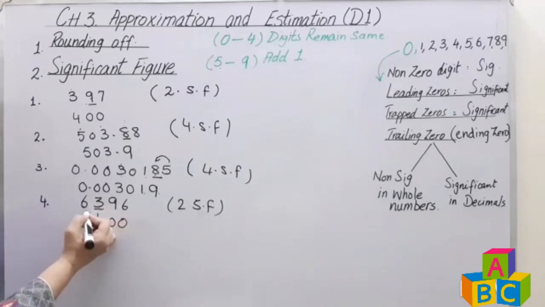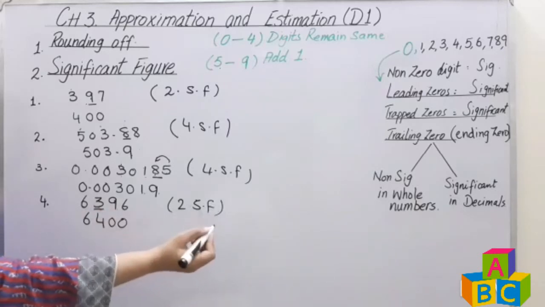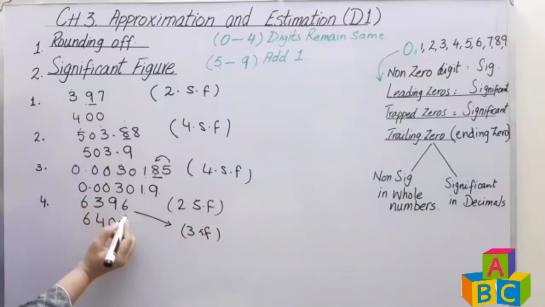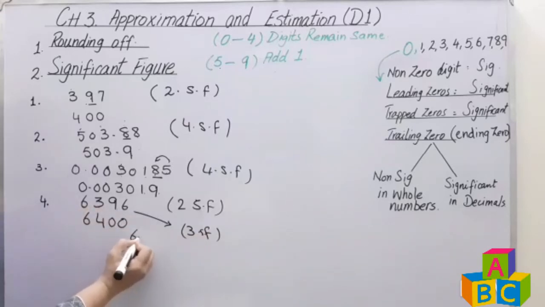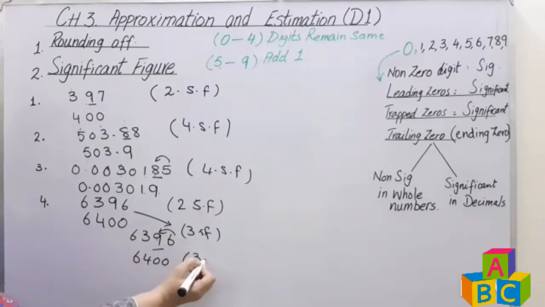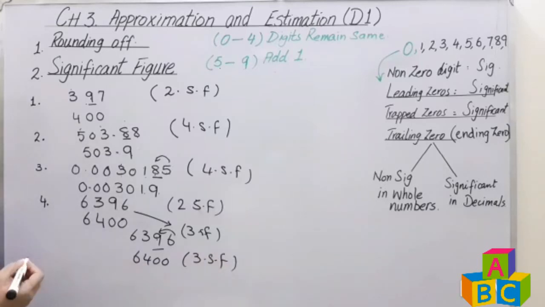If I write this same digit in 3 significant figures, our target number is now 6396. Here we add 0, this will be 10, and the 10 gives 1 here. So 6400 is again our 3SF significant figure answer. So in this way we do the significance.